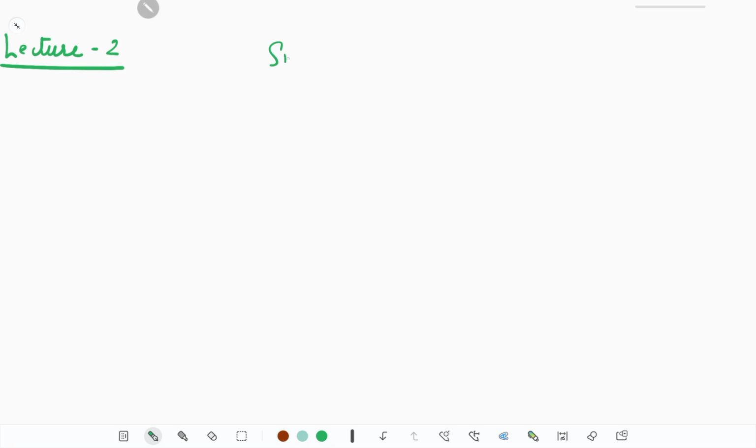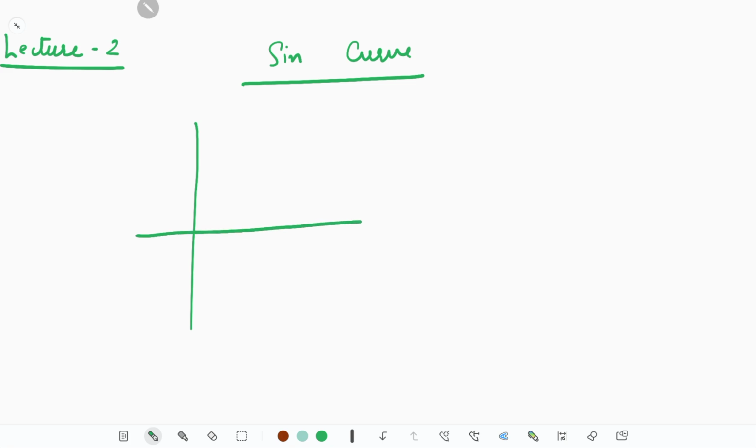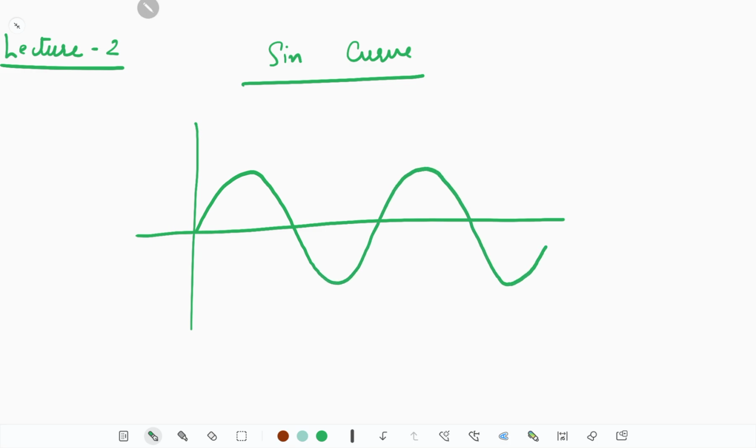Also, there is a sine curve. By this you can write all the values. This is the sine curve and so on. This point is 0 and this point shows value of plus 1. Similarly, this shows value of minus 1. This is the sine curve.